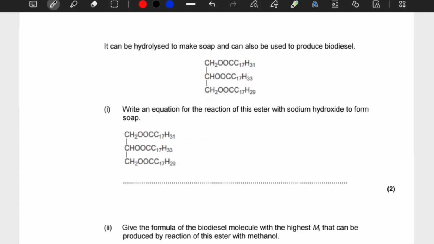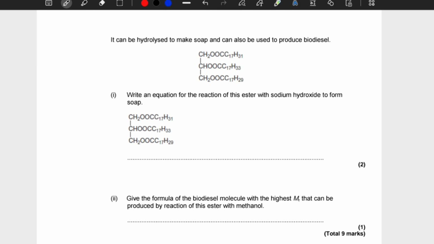Okay guys, you can pause the video and do the question shown right here, and in a few seconds I'll go through it. Let's read the question. This can be hydrolyzed to make soap. Clue: saponification. It can also be used to produce biodiesel. How is biodiesel produced? Vegetable oil plus methanol. Write an equation for the reaction of this ester with sodium hydroxide to form soap.